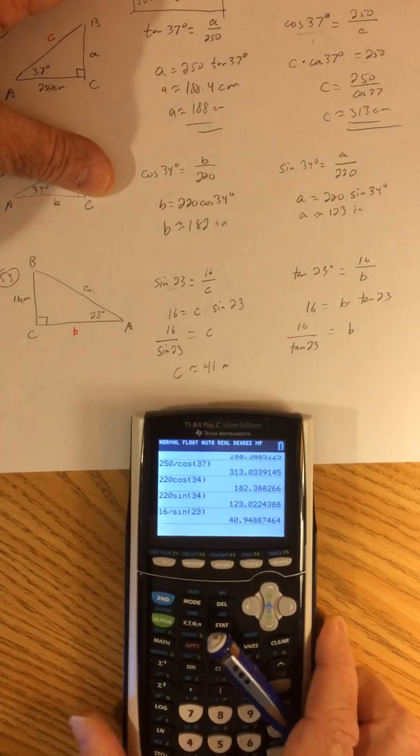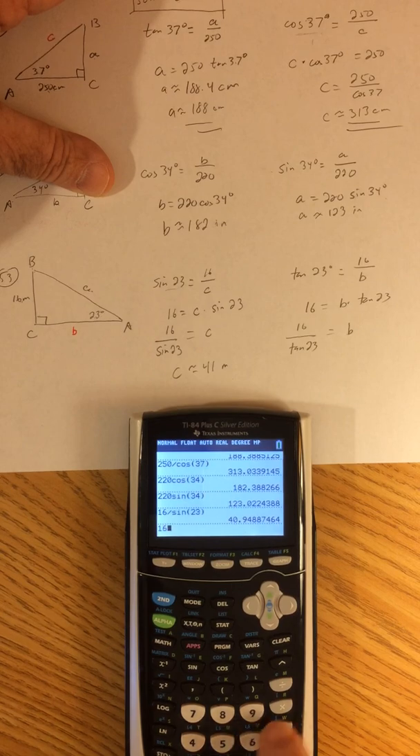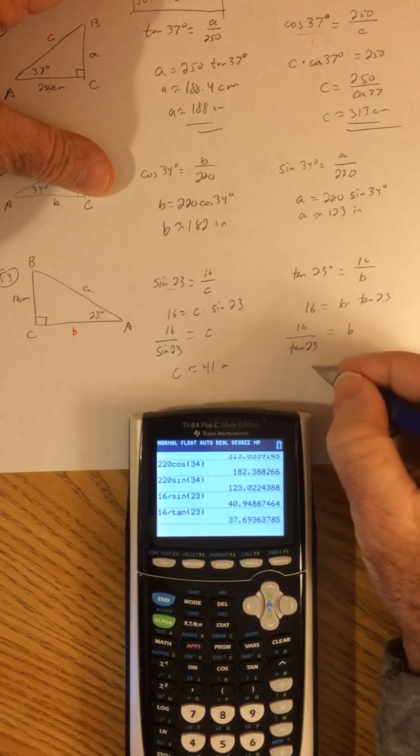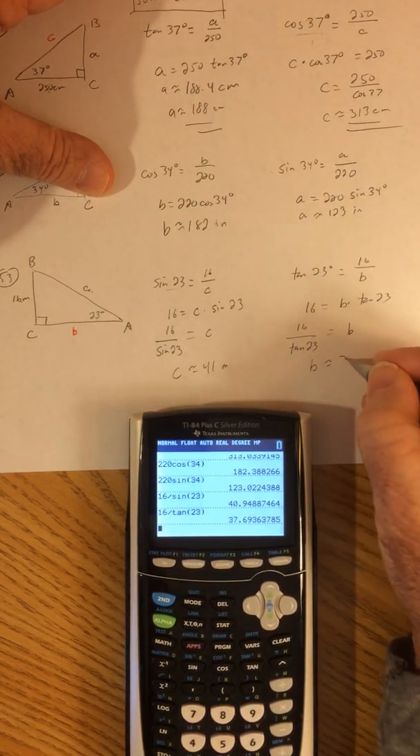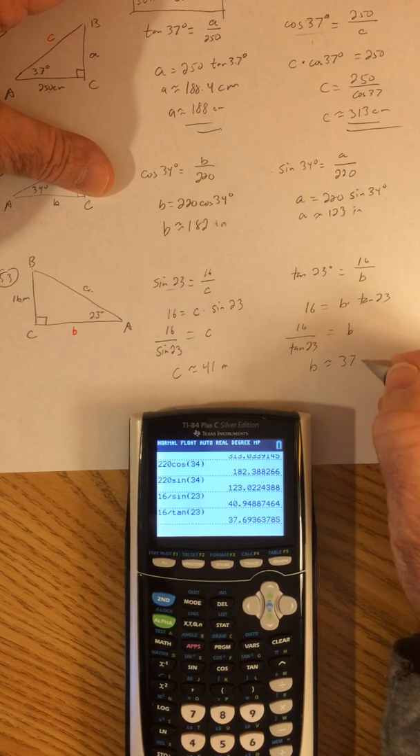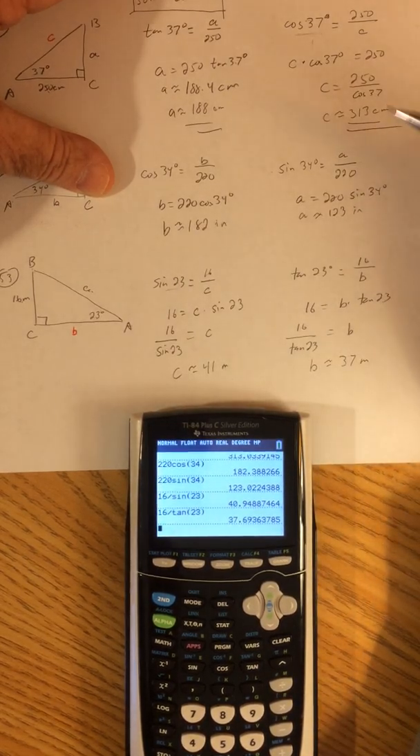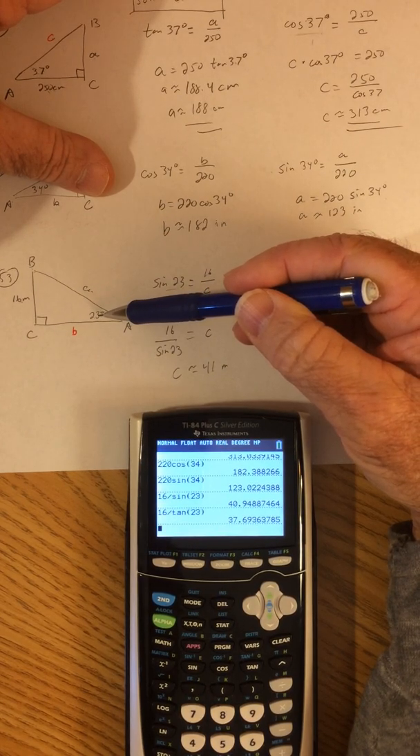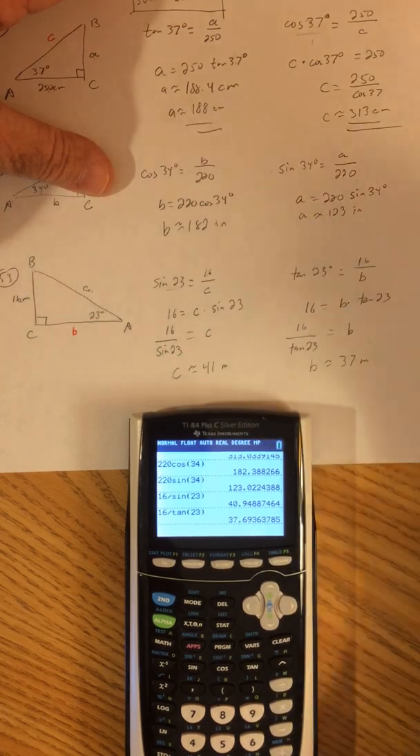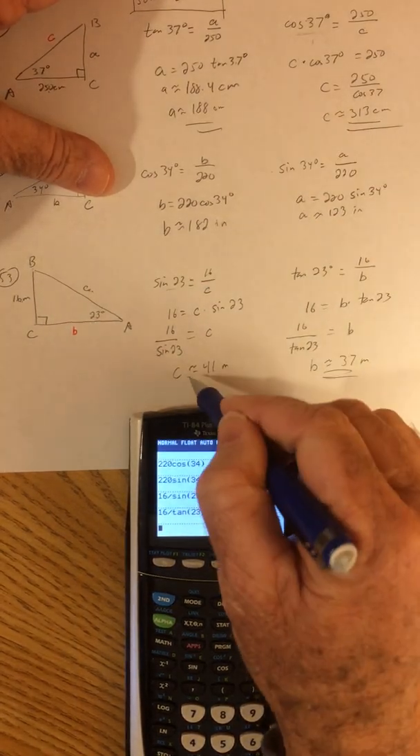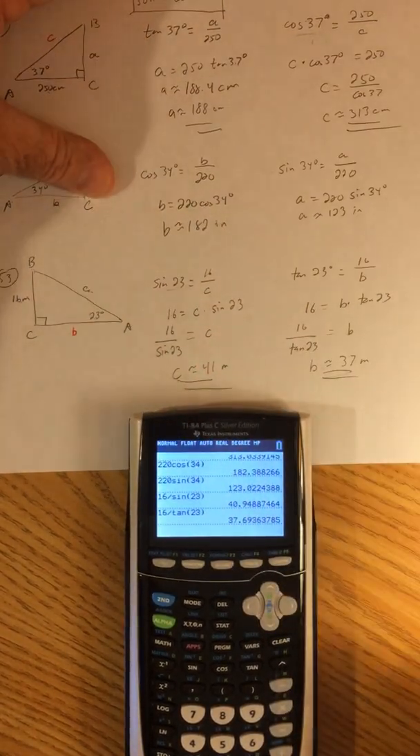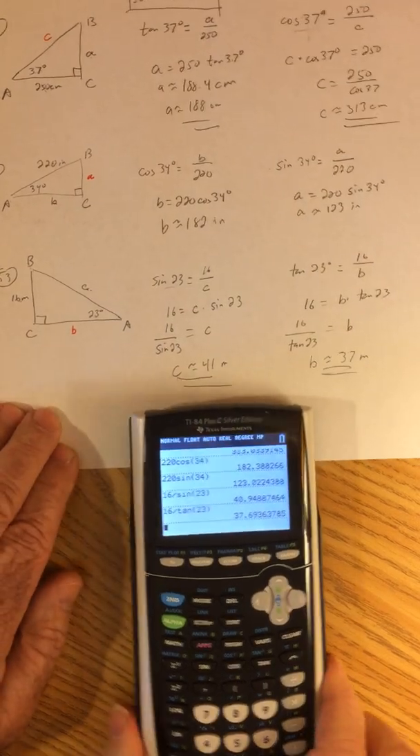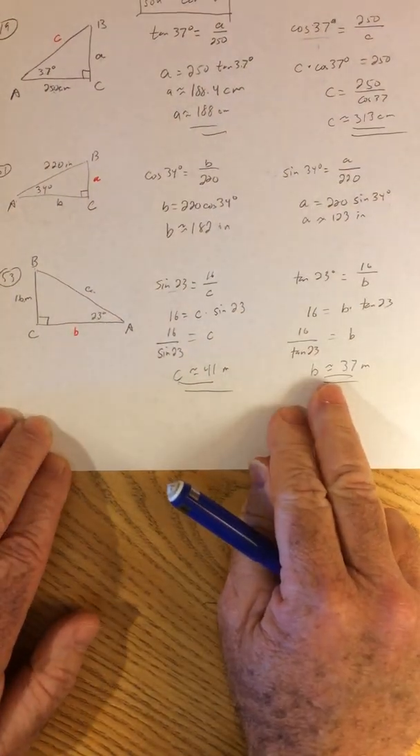16 divided by tan 23. Into the grapher. 16 divided by tan 23. Okay, that would be 37. Okay, now that should make sense too. If this 23 is a relatively small angle, the B should be significantly bigger than that one, and it is. Okay. All right, well, there we go. And that's the last problem.